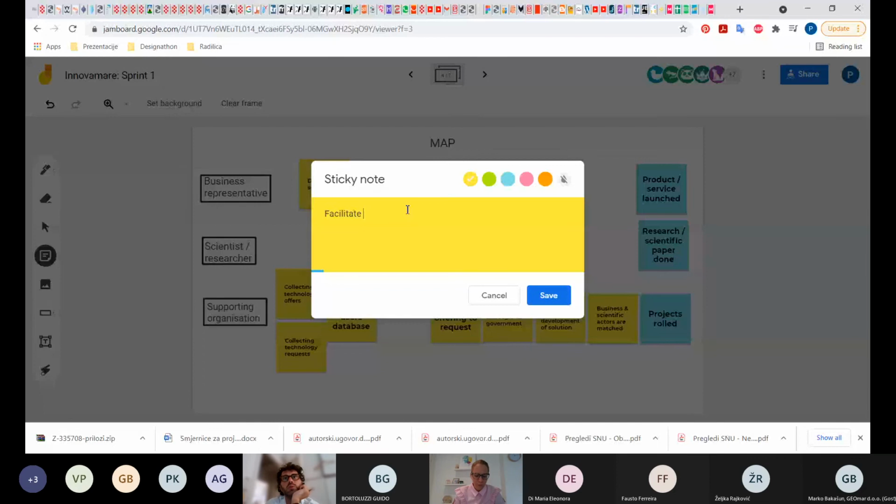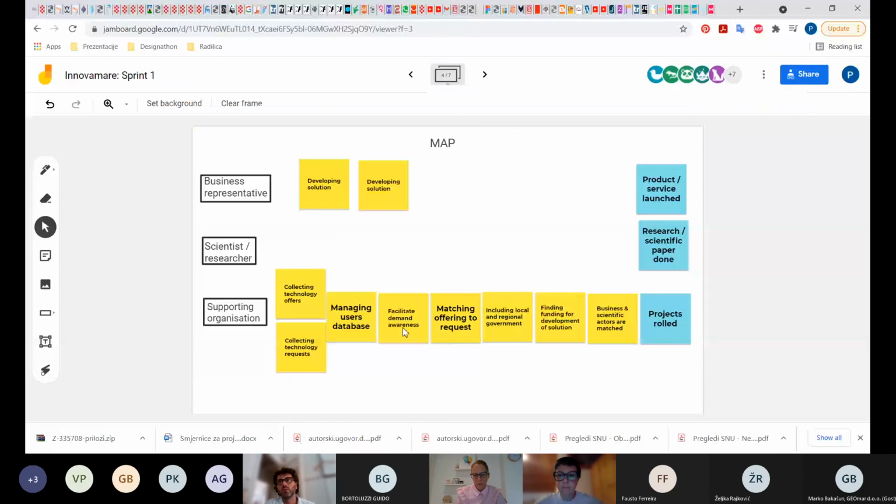Yes, facilitate could be a good word. I'm just thinking about whether it's facilitate or demand awareness, something like that. Yes, could be. Facilitate demand awareness. Does that sound right? Or needs awareness. I don't know if it's needs awareness.